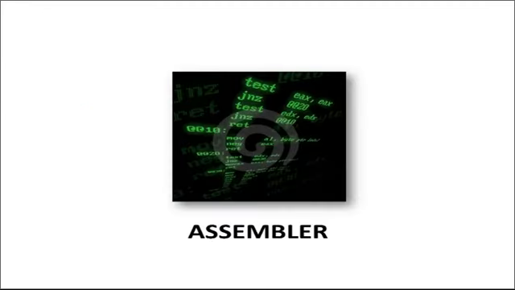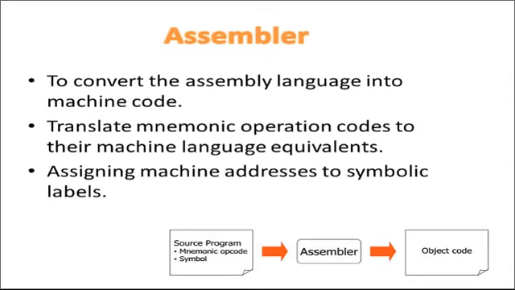So let us discuss assemblers. Assemblers are used for converting assembly language programs into machine language. The assembly language program generally contains operation codes. The assembler will convert or translate all these mnemonic operation codes to their machine language equivalents. For each symbolic label, machine addresses are assigned.